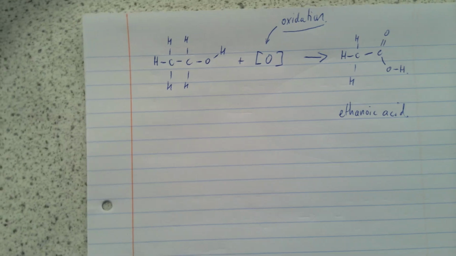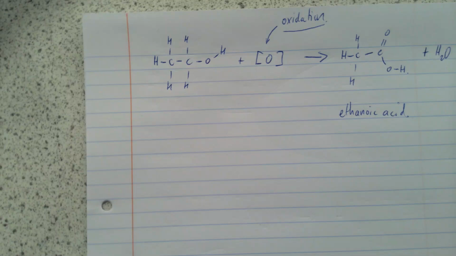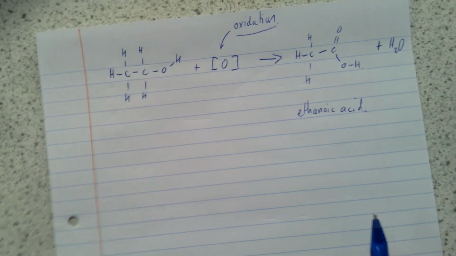Ethanoic acid. So you leave the ethanol out for a while in the conditions of wine where it's got some bacteria in there that help the process along a little bit. But you get ethanoic acid. You do need to be able to write the full equation, which will involve production of water as well. So please write that full equation there.